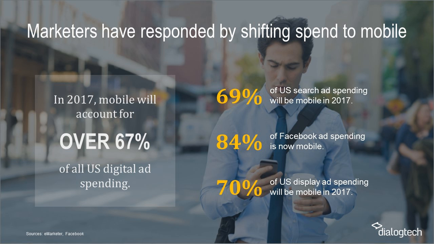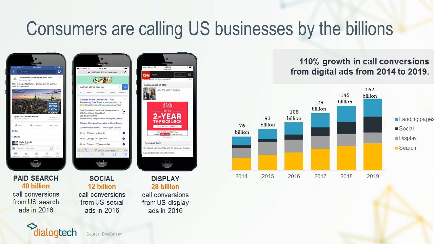So one reaction, of course, is that marketers are allocating more of their spend towards mobile. You can see some stats here, overall U.S. digital spend, as well as some of the major channels and how this continues to grow, and that the majority of ad spend for these digital channels is now targeting smartphones and mobile devices.